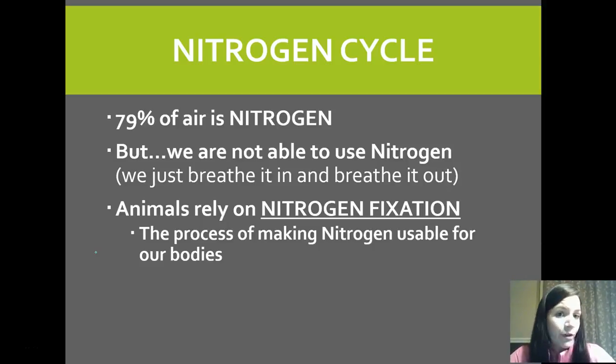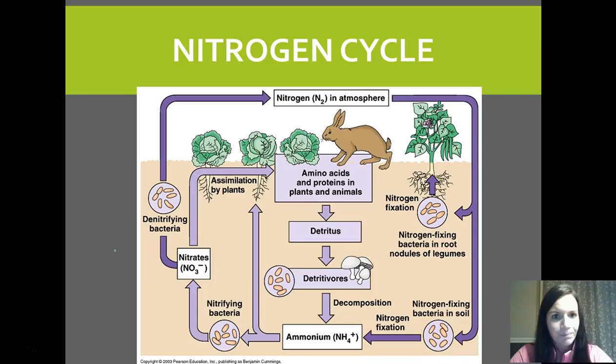I don't know if you knew this, but 79% of the air is nitrogen, but we can't breathe it. We can't use it. It just goes in and out of our bodies. It doesn't do anything for us. But animals do need nitrogen, so we rely on a process called nitrogen fixation. This is the process of making nitrogen usable for our bodies. So here's your nitrogen cycle diagram. Once again, pause and copy this down or screenshot it to print later.